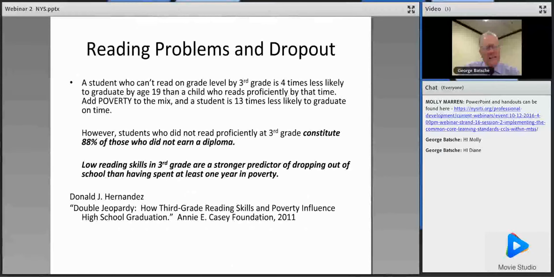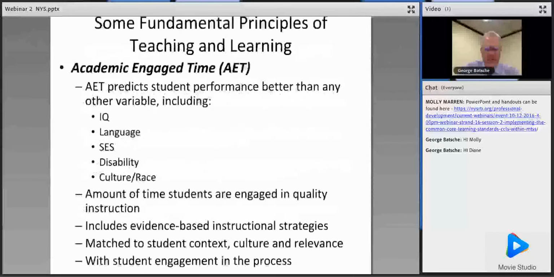So back to that slide. In essence, having kids who come from impoverished backgrounds able to read at the end of 3rd grade to some degree mitigates the effects of poverty. And as educators, we know how to teach kids how to read. We may not be great at eliminating poverty.